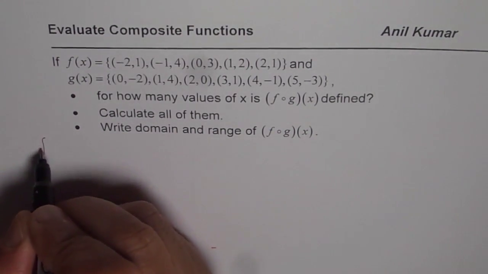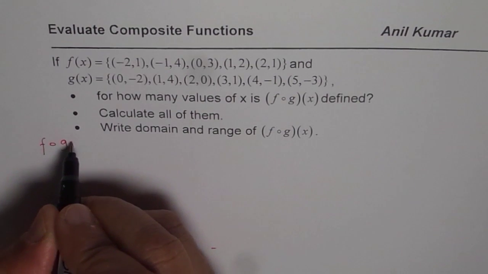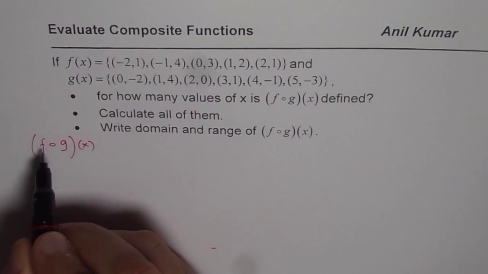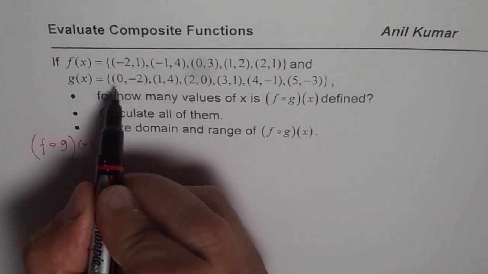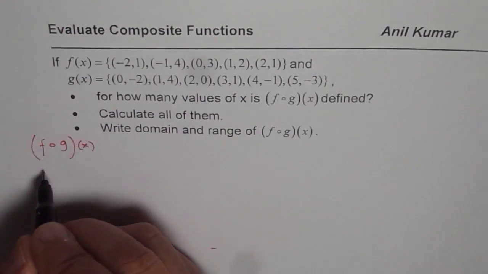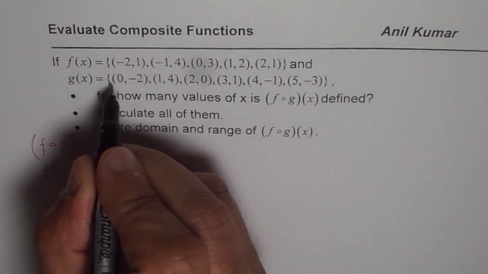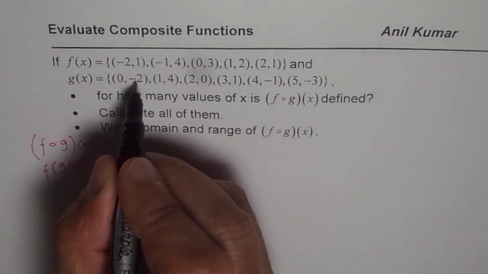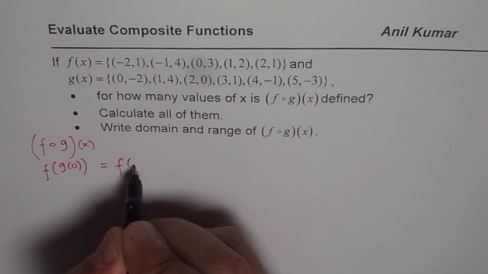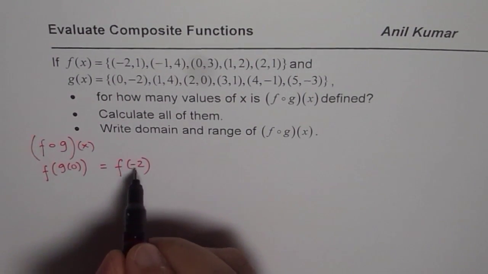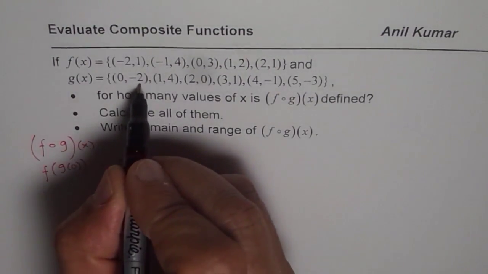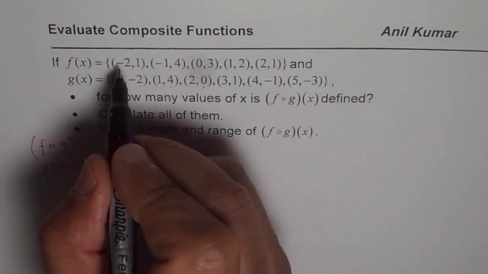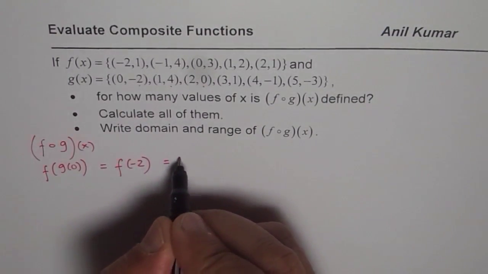We want to work out f of g, right? So basically we want to first find g of x, and the range of g of x becomes the domain. So for example, if we start with 0, then we can say f of g of 0. So we say g of 0. Now what is g of 0 here? Minus 2. So that is equal to f of minus 2. Now minus 2, these are the ranges of g of x, and that becomes the domain of f of x. So for minus 2 we have the value 1. So that is equal to 1, correct?